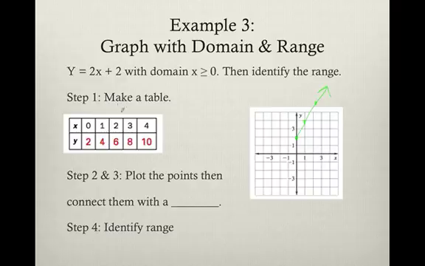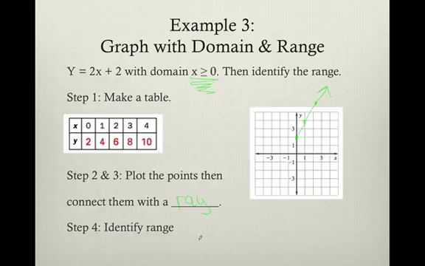This is the graph of y equals 2x plus 2 with a domain, my restriction, my x's are greater than or equal to 0. So, have I created a line? No, I have created a ray. Hopefully you remember that from geometry from previous grades. That is a ray. This is what happens to my line as soon as I restrict it with a domain.